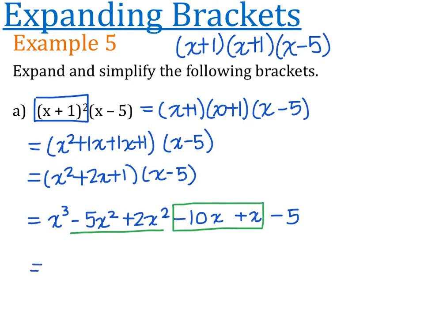So x cubed chills all by itself. It's the only cubed. Minus 5 plus 2 is going to give us negative 3x squared. And minus 10 plus 1 is going to be minus 9. And then the minus 5 is going to chill by itself.